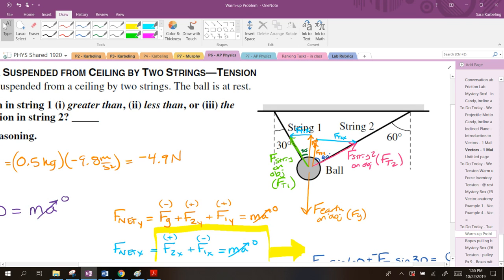How are we doing? Are we okay? Was that kind of chunky? Kind of hard? A little bit weird? The more you practice these, the better. I think that there's at least one of these on the homework. So do we have to worry about F net Y in the y direction? I don't know. Do we? Well, did we come up with an answer? And did we have to worry about F net Y? There's your answer. So the answer is no, you don't.